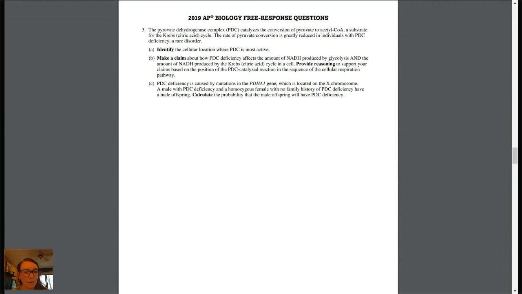So the probability that male offspring will have PDC deficiency should have been 0. The probability of any offspring having PDC deficiency should have been 0 because all of the females will just be carriers for it. So you should have had 0 for that. Any questions about 3 before we move on? Okay.